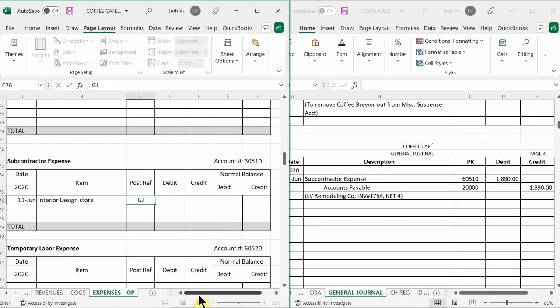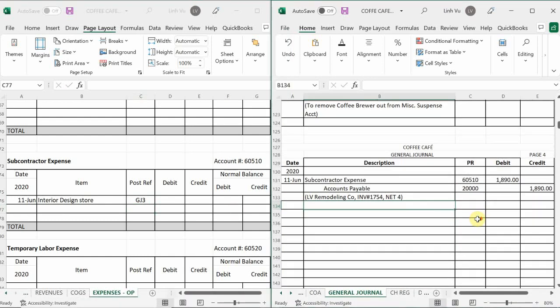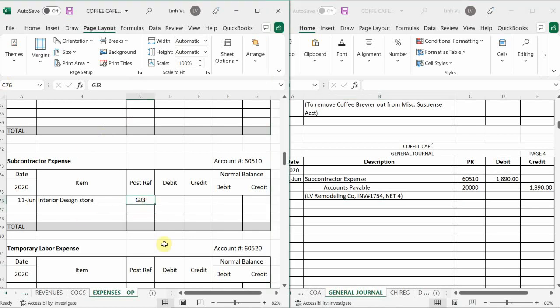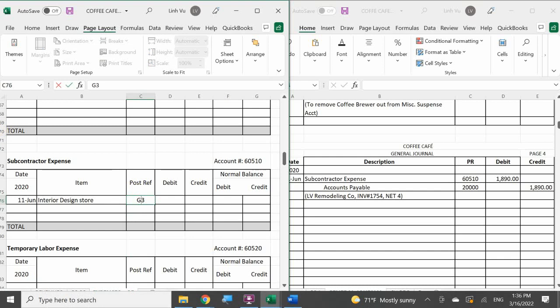We're on general journal number 3 now. Wait, are we? Or are we on 4? You're on four. We're on 4, I'm sorry. Okay, so we're on 4 now. So general journal number 4. And this was for 1890.